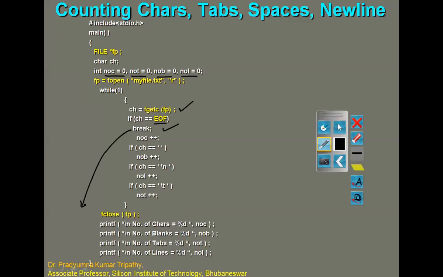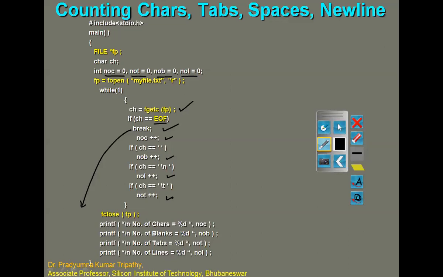If it is not, that means at least one character is read, so the number of characters will increment. If that character is a space, I will increment the number of blank spaces. If it is \n, I will increment the number of lines. If it is \t, I will increment the number of tabs. Correct? And this will continue as long as while(1). That means the loop will continue like that.